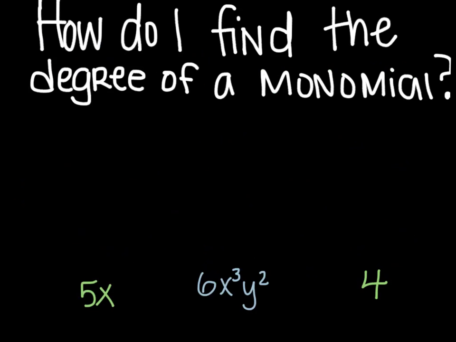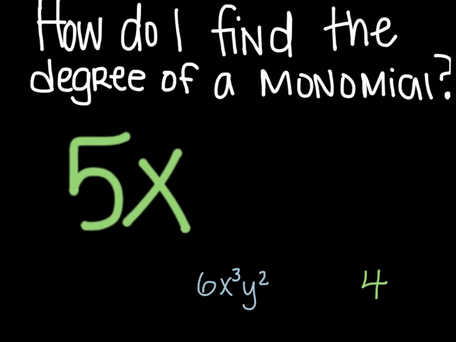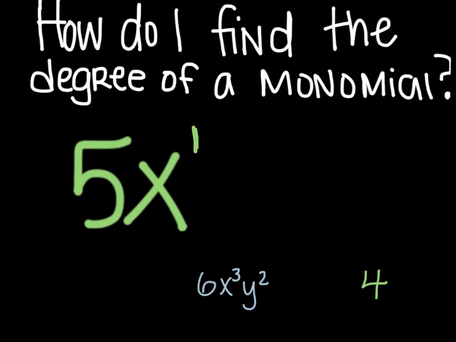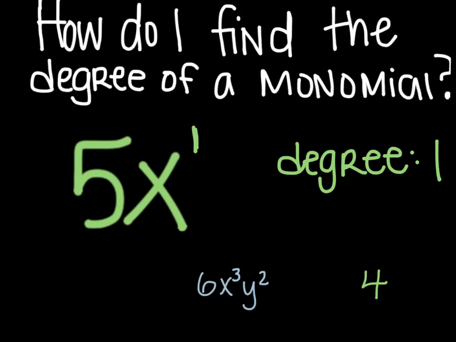All right, the first question is, how do I find the degree of a monomial? So the first example I have for you is 5x. And as you know, 5x has the exponent invisible there. It's a 1, which means that the degree is actually very simply just 1.